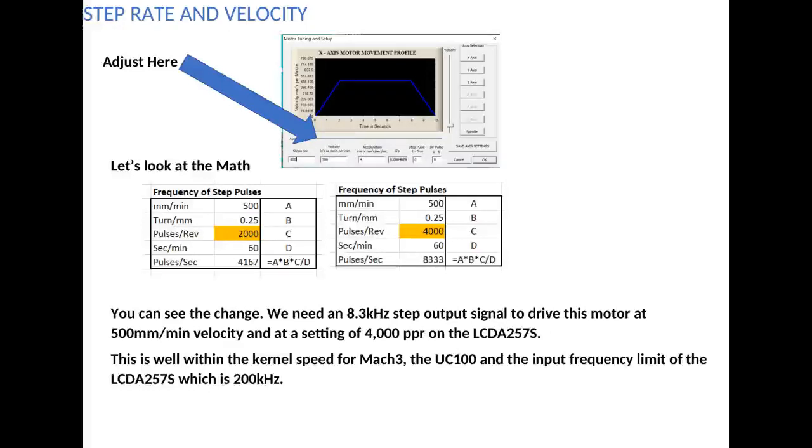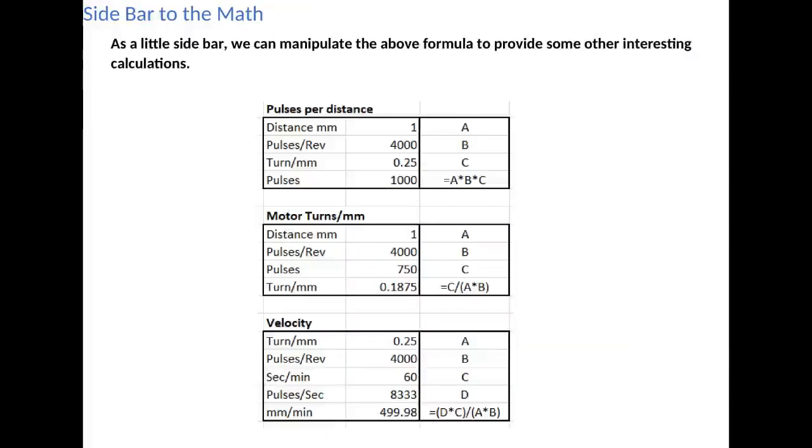The tables show the frequency of the step pulses for two conditions. Both are well within the kernel speed of the Mach 3, the UC100, and the input frequency limit of the LCDA, which is 200 kHz. Again, as a little sidebar, we can manipulate the above formula to provide some other interesting information, such as the total pulses needed to move any distance, the actual turns per millimeter ratio of the motor and lead screw, or the velocity. These formulas you can easily set up in Excel or something similar.